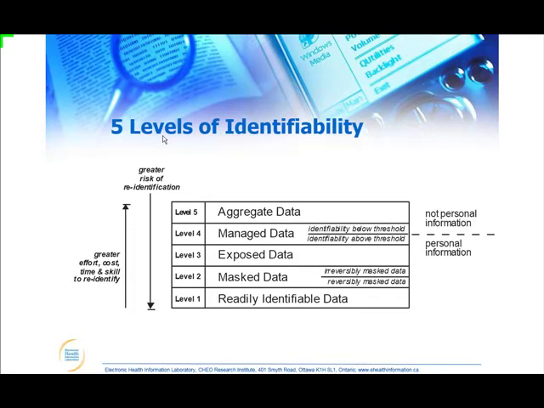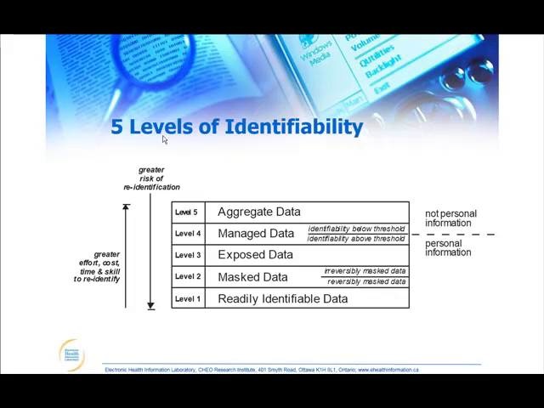This is a model that I found very useful for describing identifiability. I don't know if you can see it, but I'll walk you through it. It's a 5-level model. Level 1 essentially means readily identifiable information, and level 5 means aggregate data. The definition of aggregate data is often very fuzzy, and there's a lot of variability across organizations, but basically it's tabular data that may contain counts or means, but from which it's not possible to identify individuals.